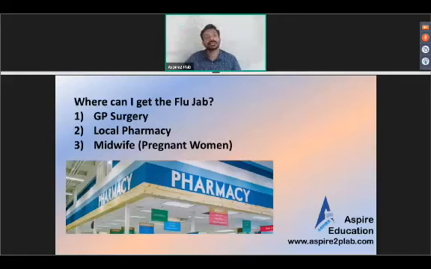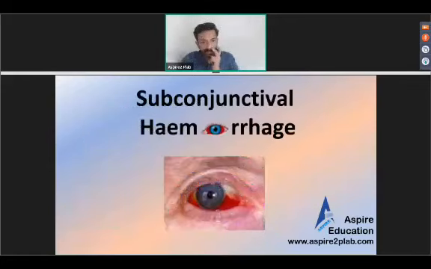Next is this subconjunctival hemorrhage. See this picture as well. This kind of picture you'll see in the exam as well. When you mention the examination, the examiner will give you some picture, and it looks something like that. Let's read the question.